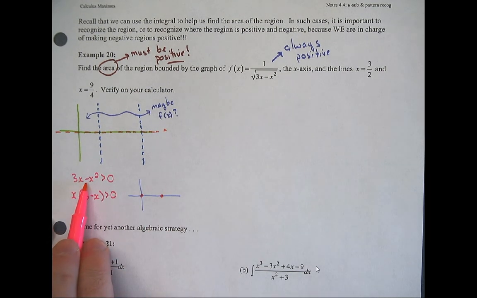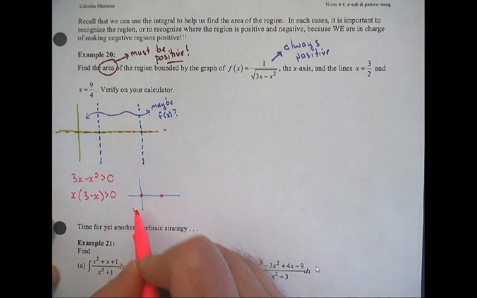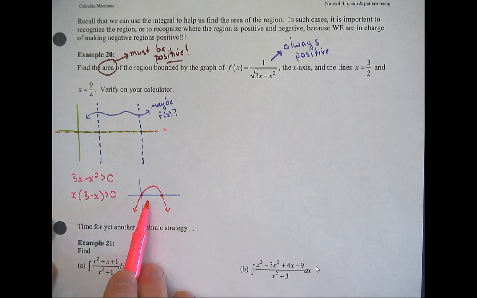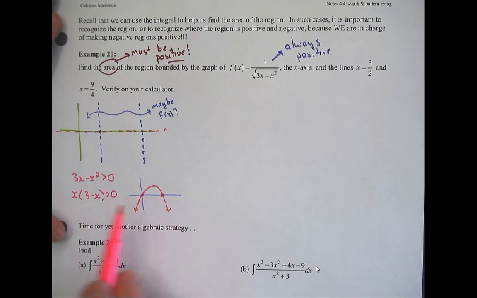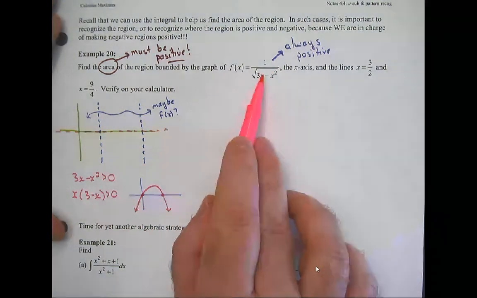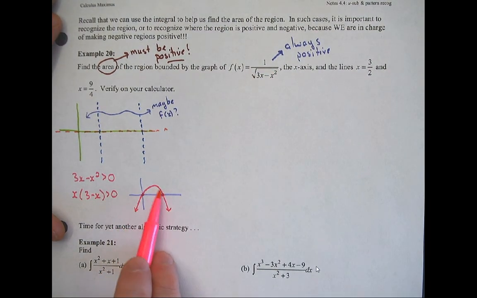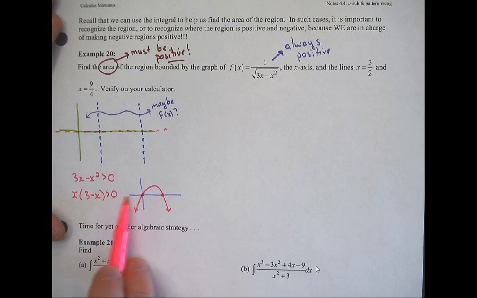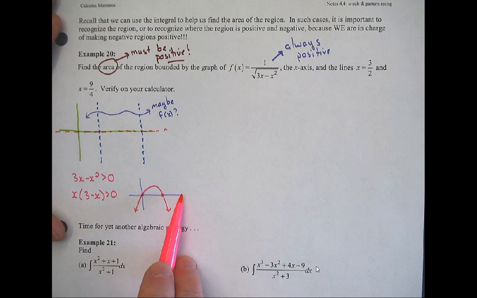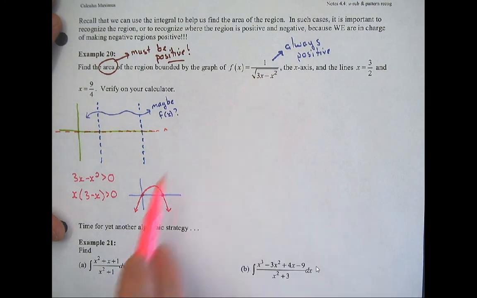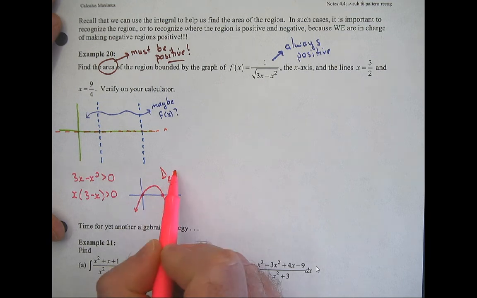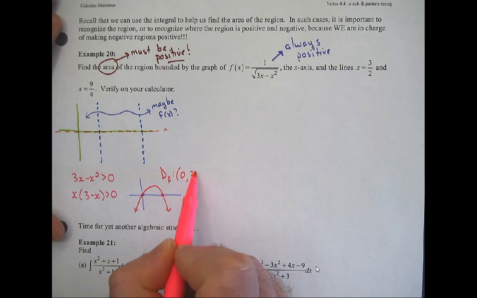What kind of parabola is this? Which way is it pointed? It's pointed down. So what are all the values of x that make this greater than 0? If I pick any x value that's smaller than 0, or any x value that's greater than 3, I'm going to get this value to be negative. So the domain of f lives from 0, not inclusive, to 3, not inclusive.